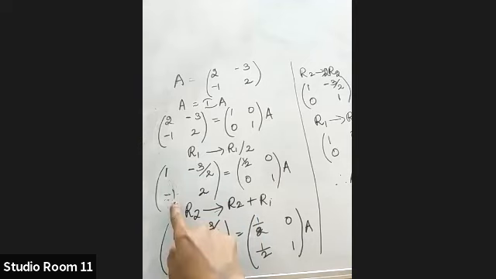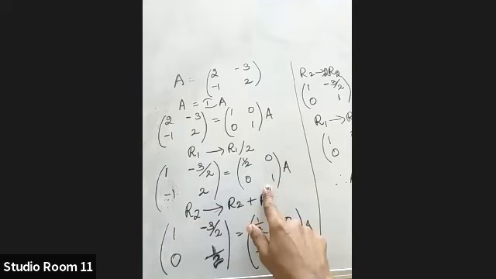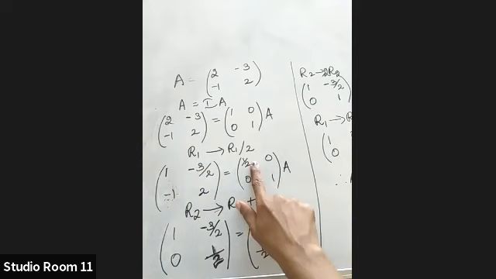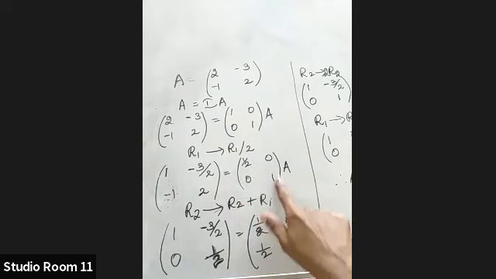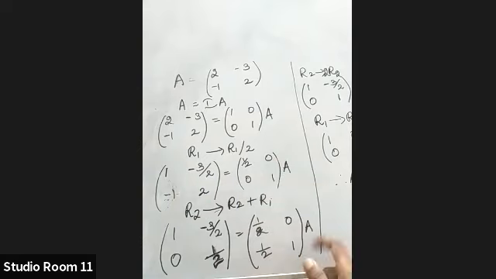What is happening in the LHS? The same thing we have to do in RHS also. So 0 plus half is half. 1 plus 0 is 1, into A. Now, second row, second column.